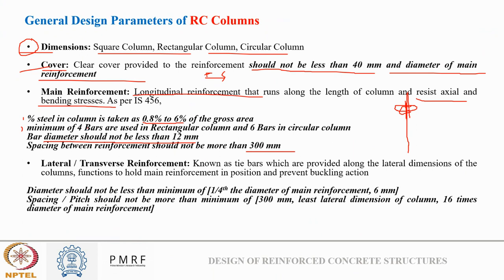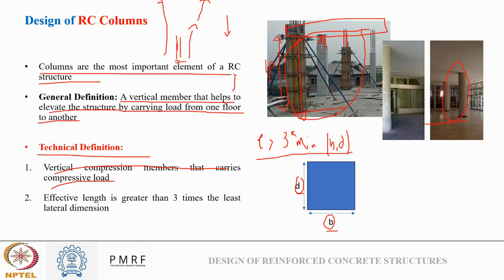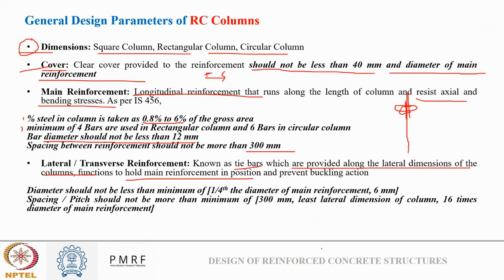The next one is lateral or transverse reinforcement. These are also known as tie bars. From the word, it is clear that these help us hold the main reinforcement in position, and they are provided along the lateral dimension of the column. If you can see here, this rebar is a tie bar, and here also this is a tie bar. So what is the function of the tie bar? To hold the main reinforcement in position and to prevent buckling action.